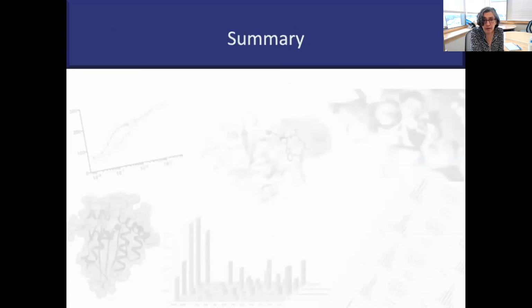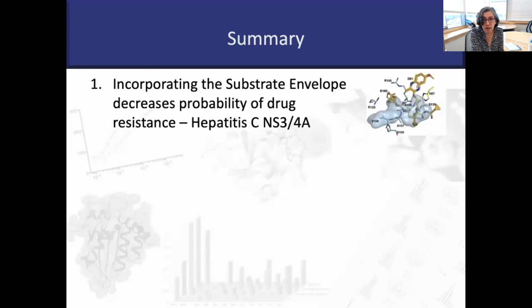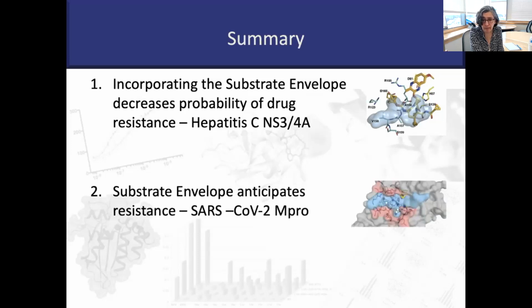So with that, I'll just summarize. I hope I've convinced you that the incorporation of the substrate envelope decreases the probability of resistance, and it's possible to design potent inhibitors that fit within the substrate envelope. You're not limited to the potency of substrates by any means. And that we can anticipate resistance, as we did once again with the SARS-CoV-2 MPRO analysis.